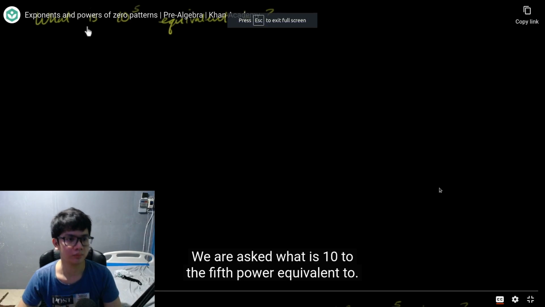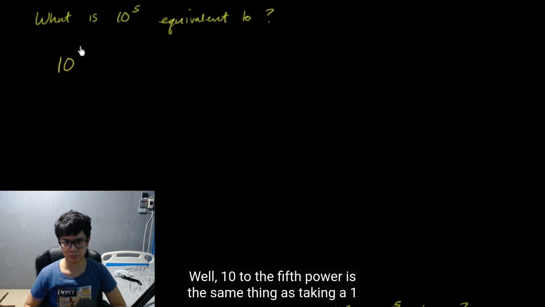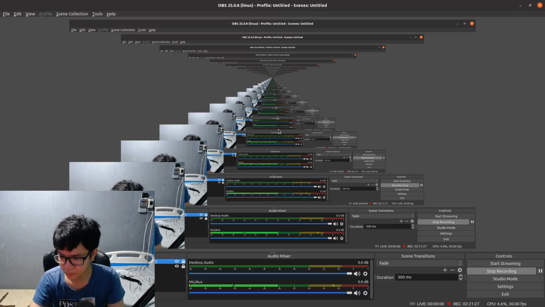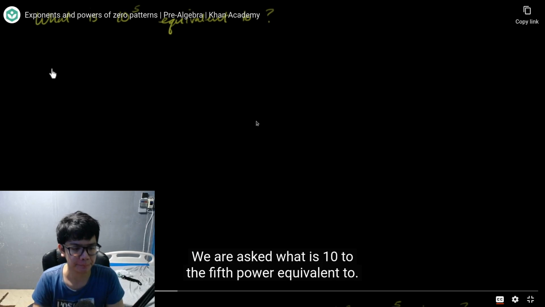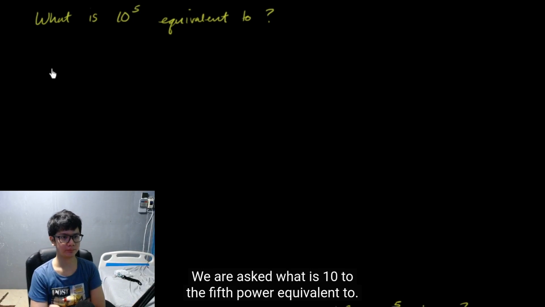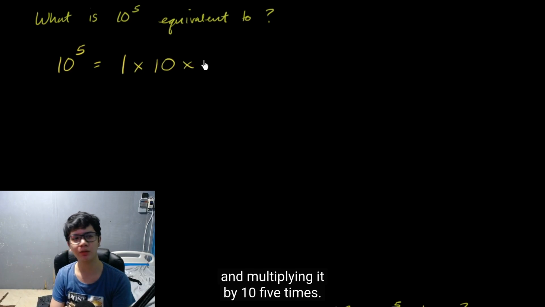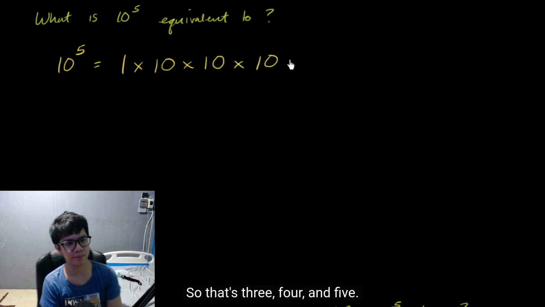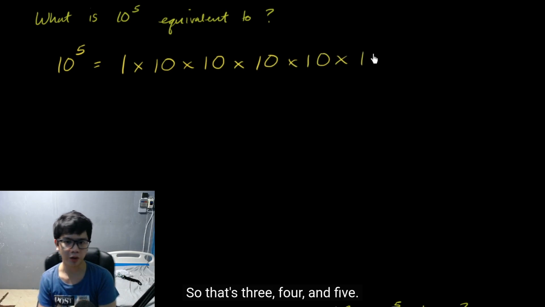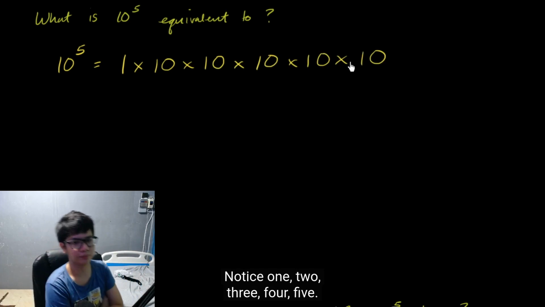We are asked, what is 10 to the 5th power equivalent to? Well, 10 to the 5th power is the same thing as taking 1 and multiplying it by 10 5 times. So let's do that. It's 1 times 10 times 10 times 10 times 10 times 10. Notice 1, 2, 3, 4, 5.